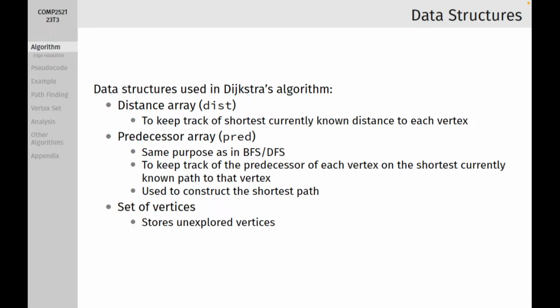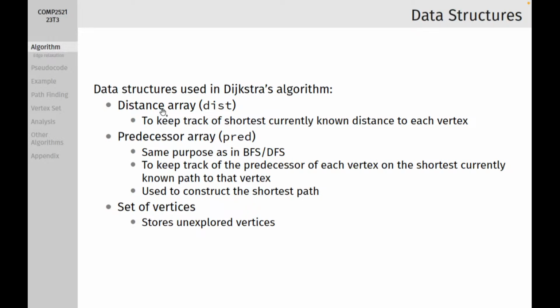So what are the data structures used in Dijkstra's algorithm? We saw that in BFS, we use a visited array and a queue. In DFS, we use a visited array and a stack if we're doing DFS iteratively, or we used recursion. In Dijkstra's algorithm, we use a distance array. The purpose of the distance array is to keep track of the shortest currently known distance to each vertex.